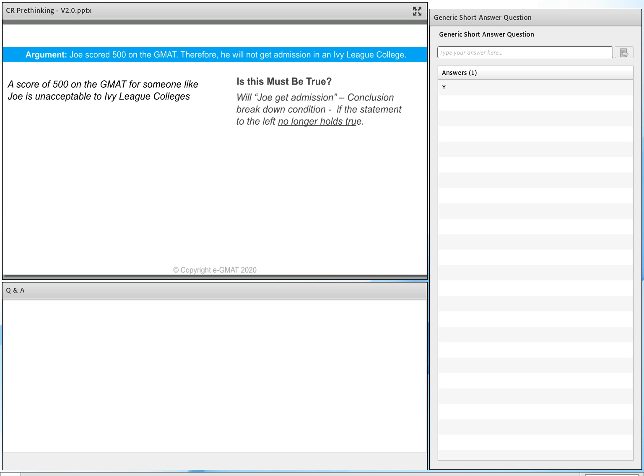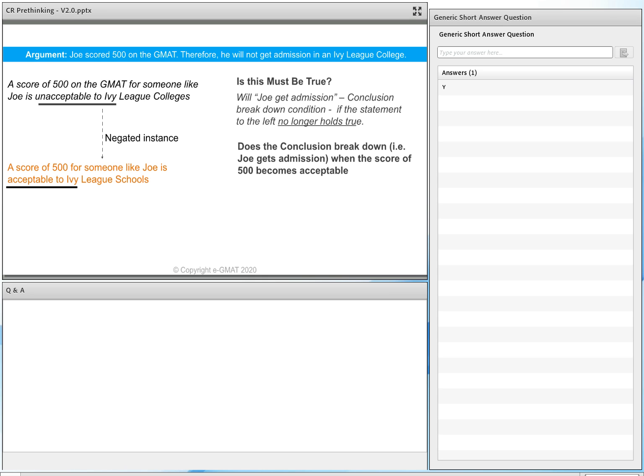So let's take the same piece over here. A score of 500 on the GMAT for someone like Joe is unacceptable to Ivy League colleges. This we said was our correct assumption. So let's do the must be true test on it.